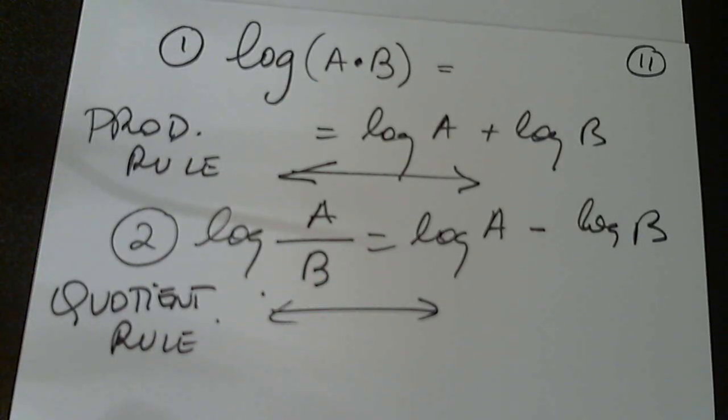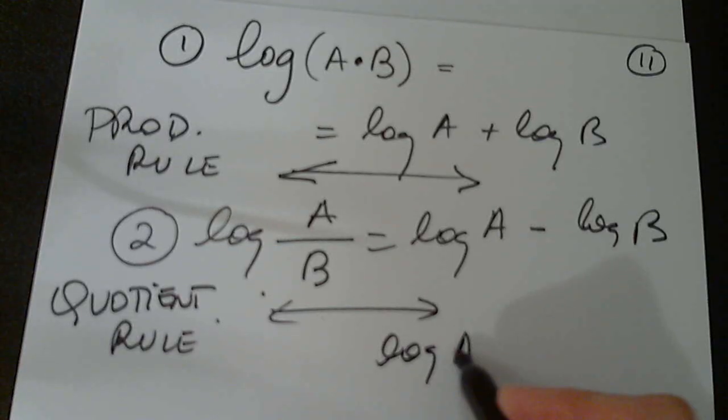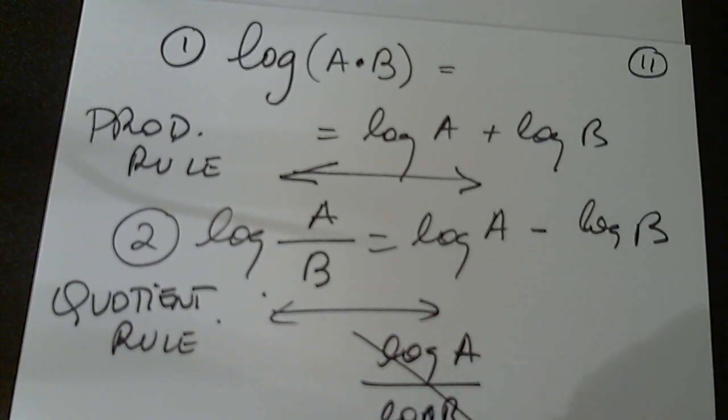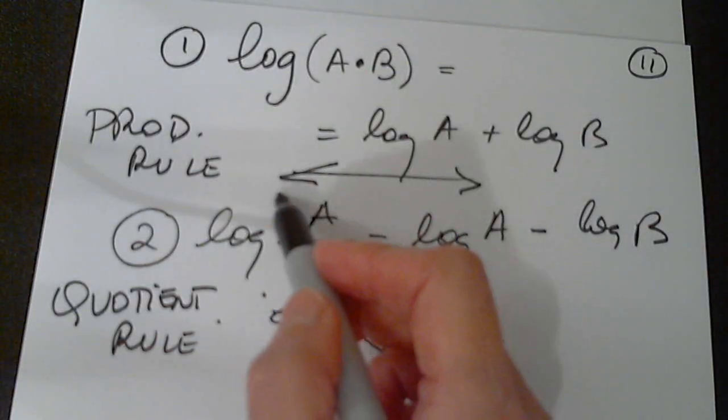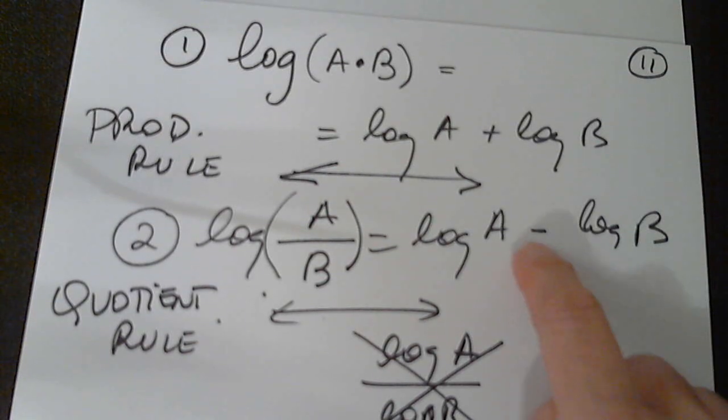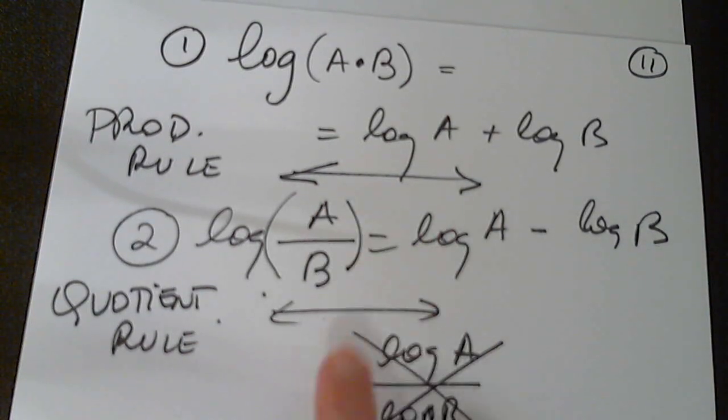Notice that I'm not saying log of A over log of B. No. I'm saying log applied to a ratio. Not log of A over log of B. It's log applied to the ratio A over B. This is the difference between log of the top and the log of the bottom.